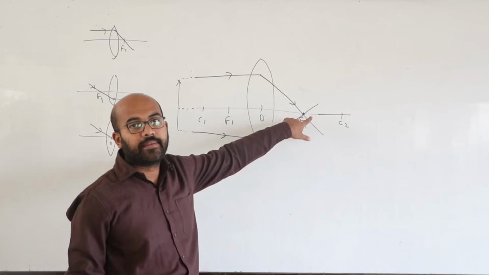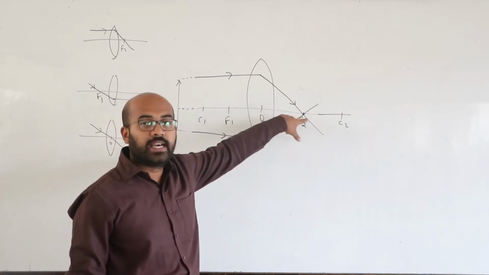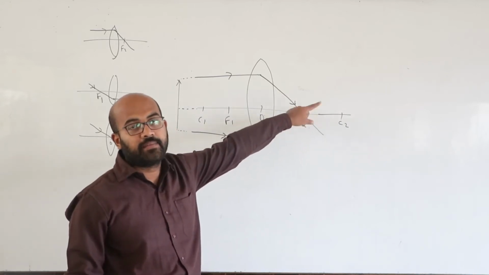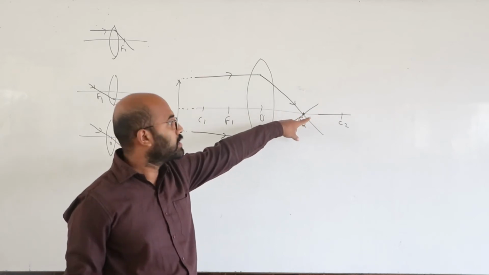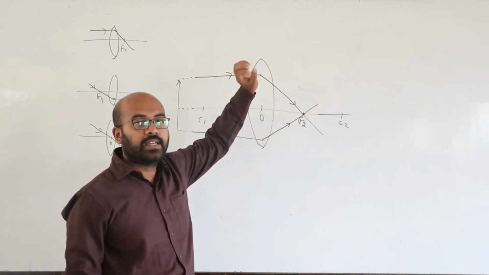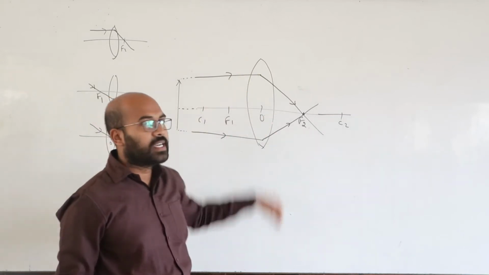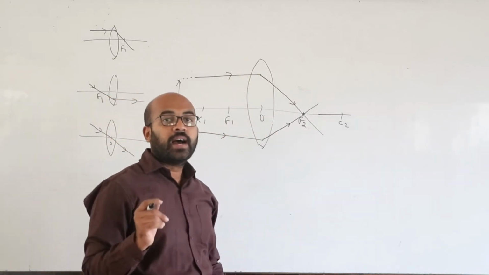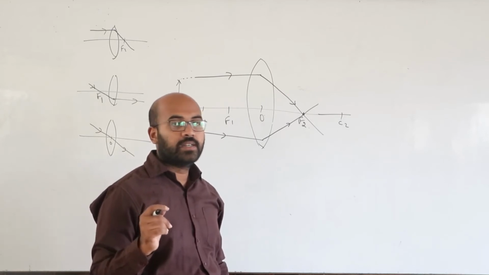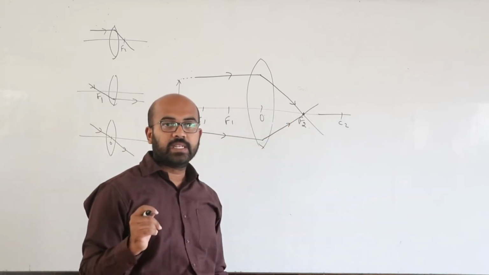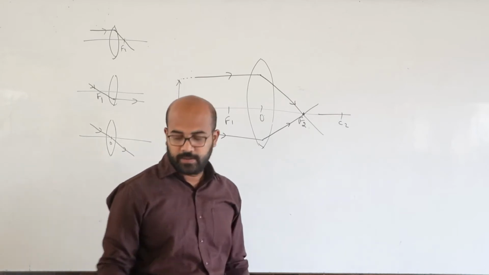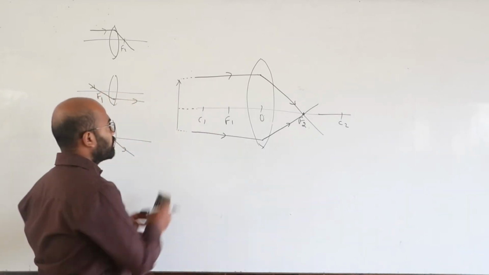So it is a real image because the light rays are meeting at a point and the image is getting formed. So what is the size? Same as in a concave mirror, when the object is at infinity, the size of the image was highly diminished or point sized. So here also it is highly diminished or point sized, and the nature is real and inverted.